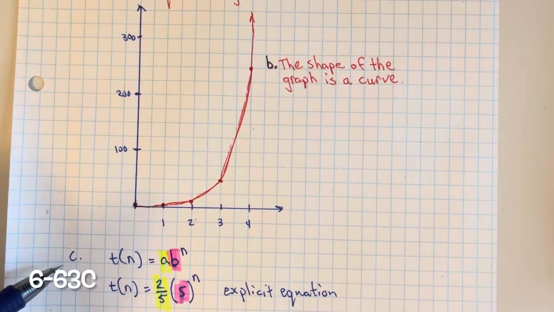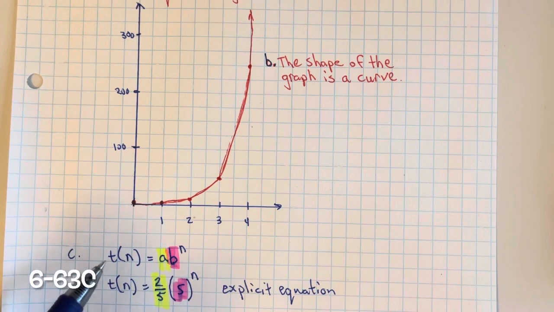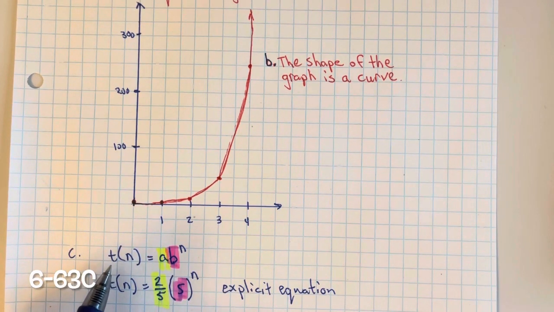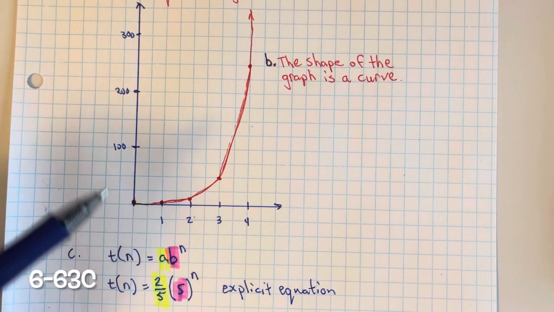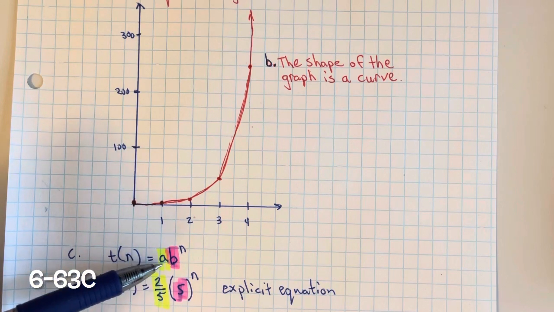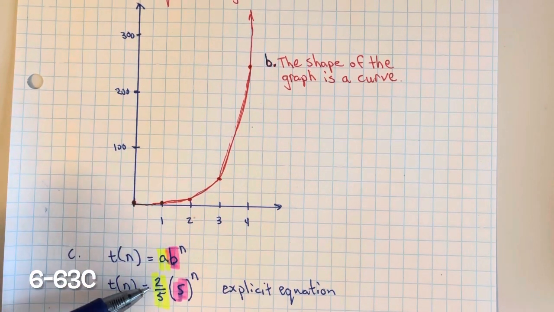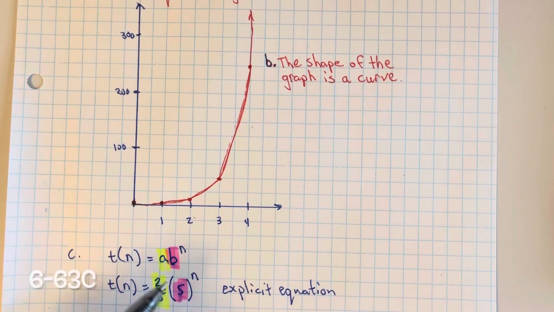Part C, write an explicit equation for the sequence. Remember that the formula for a geometric sequence is T of n equals A B to the nth power. A represents the 0th term, B represents the multiplier, and n represents the nth term. So the 0th term is 2/5. The multiplier is 5 to the nth term. Now, if you were asked to find what would be the value of the 30th term, you would put 30 here and solve the equation for the 30th term.